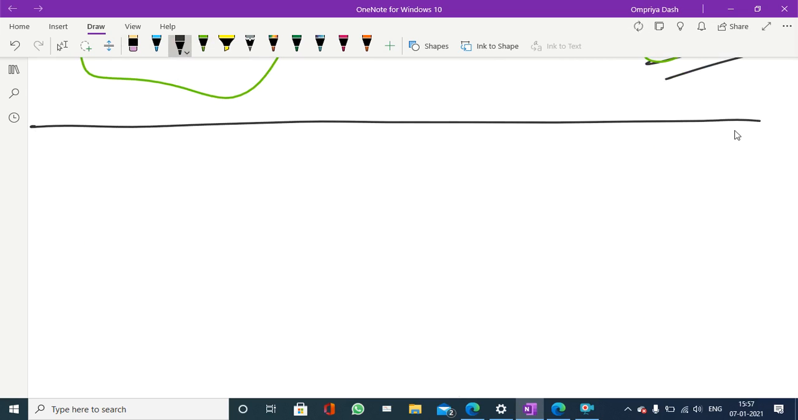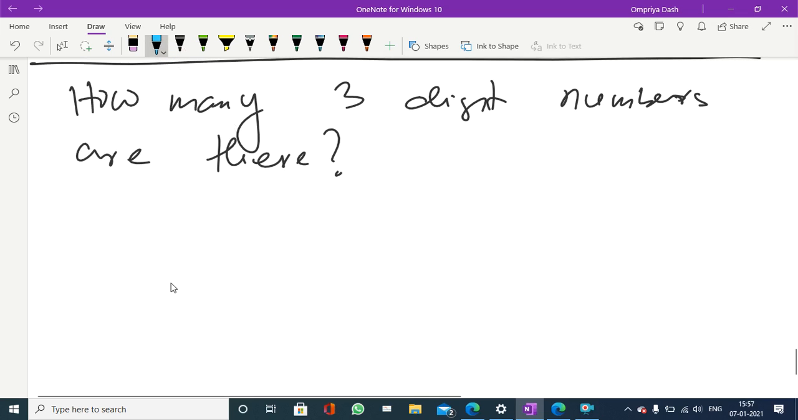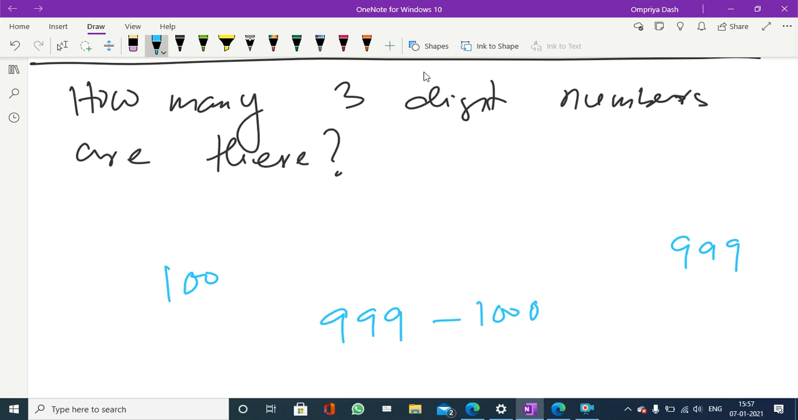Now let's talk about a very interesting question. The question is, how many 3-digit numbers are there? Well, any class 3 or class 4 student can answer this question. 3-digit numbers start with 100 and end with 999. So if I ask you how many 3-digit numbers are there, it is very easy: 999 minus 100, whatever number comes out, then add 1 to it.